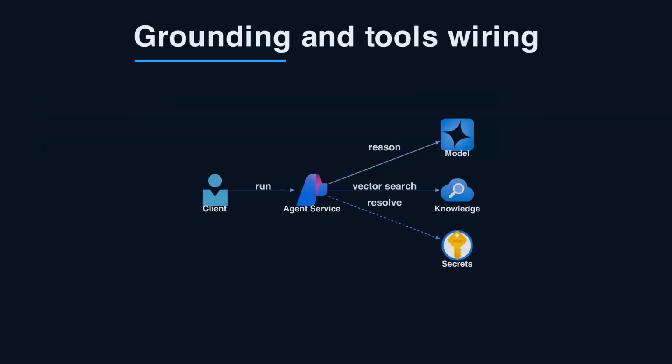Tools are where agents earn their keep. The service ships built-in tools like code interpreter, file search over uploaded files, Bing grounding for the public web, and connectors to Azure AI Search for your own vector index. You attach external systems through connections defined in your Foundry project, and secrets resolved through managed identity rather than keys in code. The agent picks the tool. The service handles the call and the result injection. Treat tool selection as something you steer with clear instructions and tight tool descriptions.